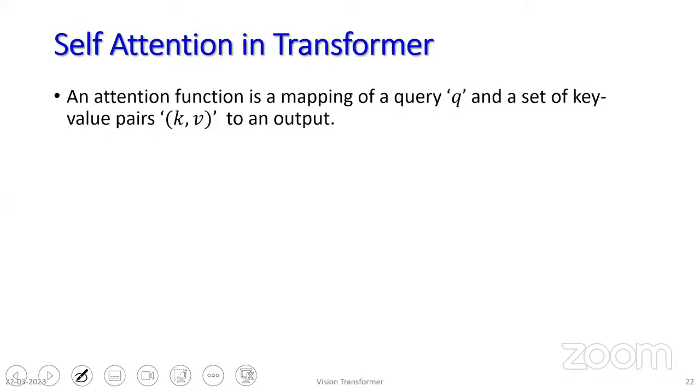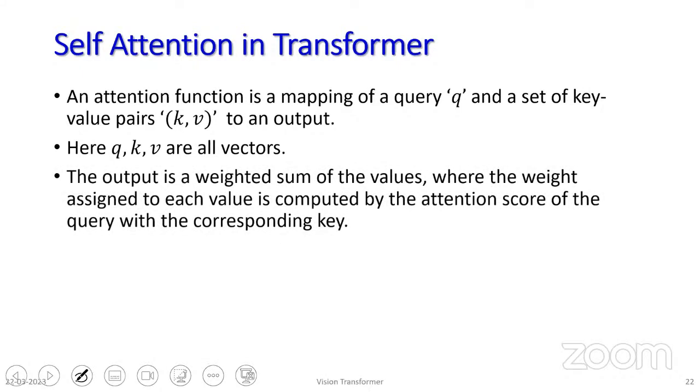So what is attention? An attention function is a mapping of a query Q and a set of key-value pairs to an output. Here Q, K, V are all vectors. The output is a weighted sum of values, where the weight assigned to each value is computed by the attention score of the query with the corresponding key, as we did in the previous case also, if you remember. That is why I started with the encoder-decoder architecture. So attention Q, K, V.